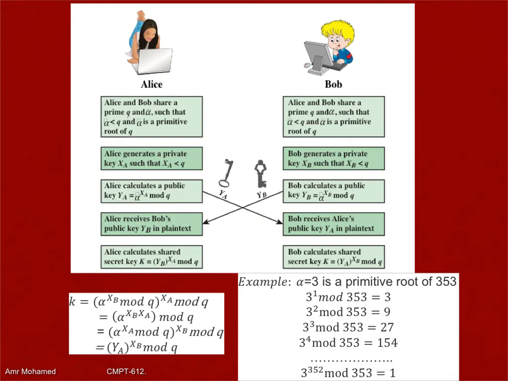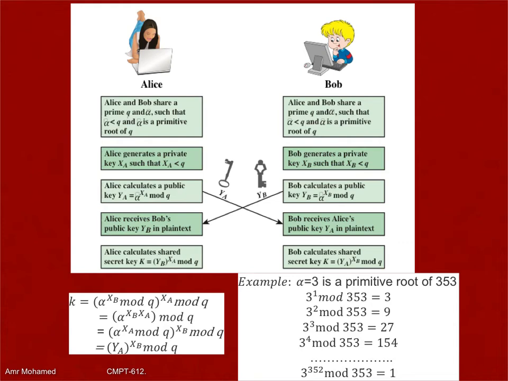So I give Bob YA. Bob will do the same. He will use a local XB. It doesn't matter whether XB happens to be equal to XA or not. It doesn't matter. We will use XB and we get YB. And then YA will be shared, YB will be shared.